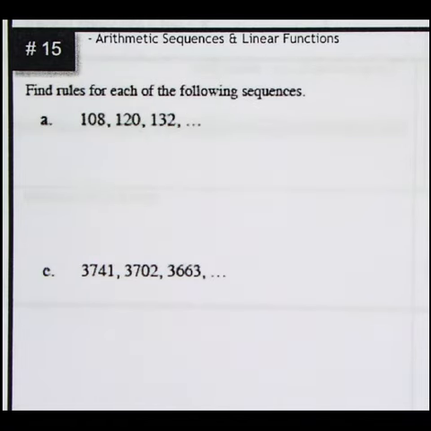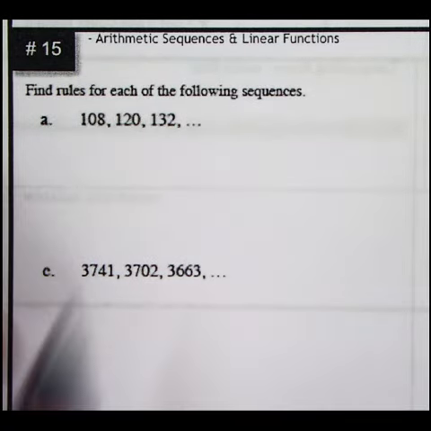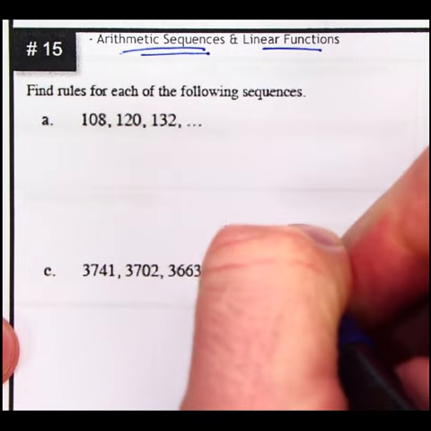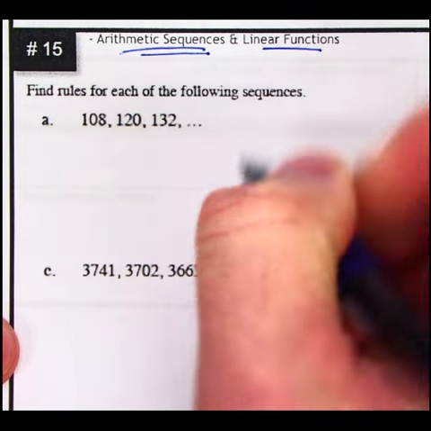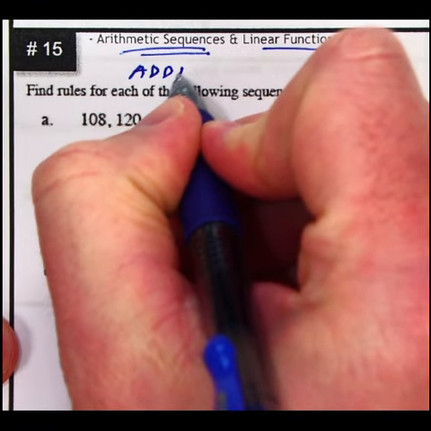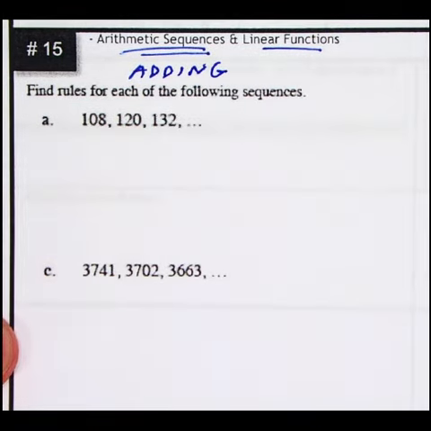In this video, we're going to take a look at target 15, which is all about arithmetic sequences, which is the same thing, or kind of thinking, as linear functions. Arithmetic sequences are continual and repeated adding over and over again, adding or subtracting based on rules.